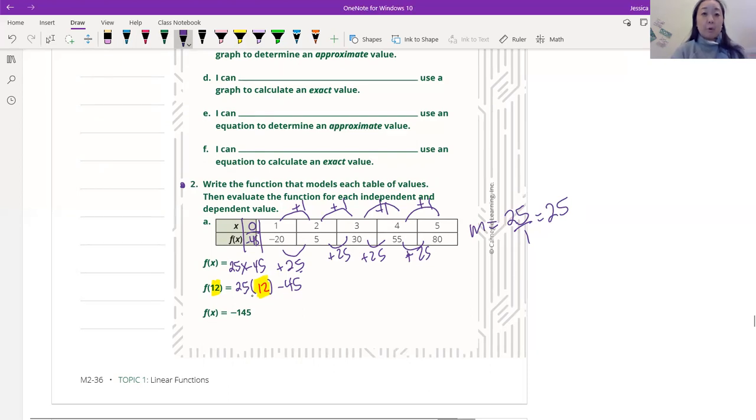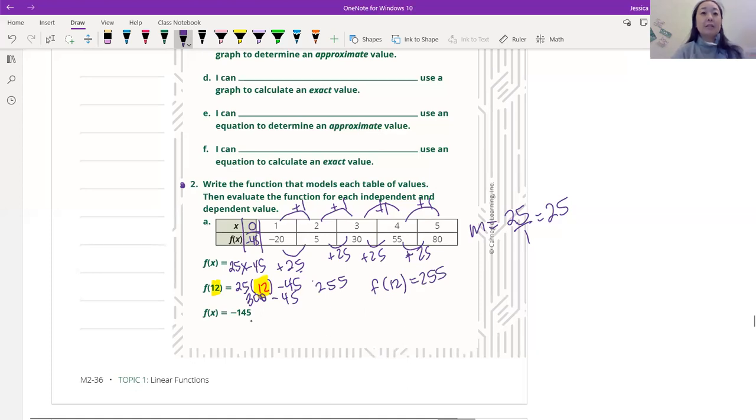So now, order of operations. We're not solving for anything, we're just doing order of operations. So it's 12 times 25, which is going to be 300. I'm like, if we have 12 quarters, how much do we got? $3. Minus 45, so that's going to be 255. So the way you can write that is f of 12 is equal to 255.